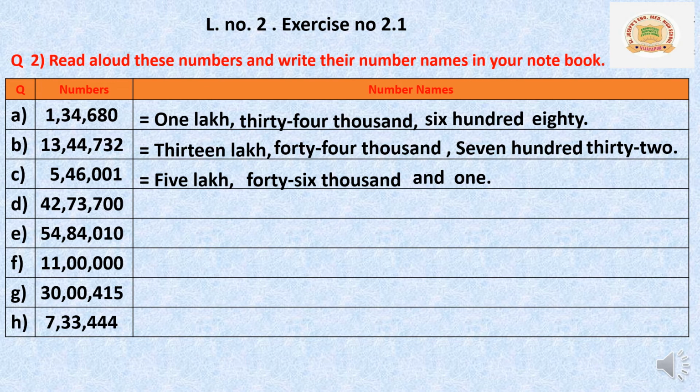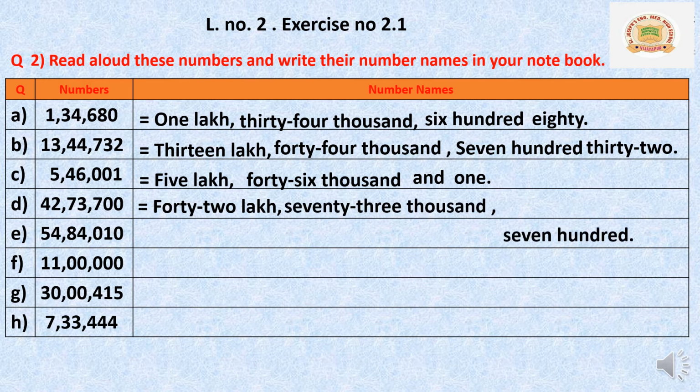D question, 42,73,700. In words, 42,73,700. Question number E. 54 lakh 84,000 and 10.